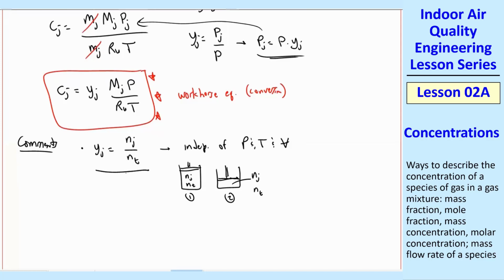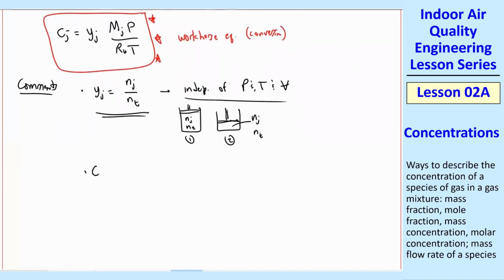So Yj is independent of pressure, temperature, and volume. We can pressurize this tank, heat it up, whatever we want to do. As long as we don't have a chemical reaction and we don't have any leaks, we're not changing Yj. So how about Cj? Well, Cj is Mj over V, and this depends on volume.